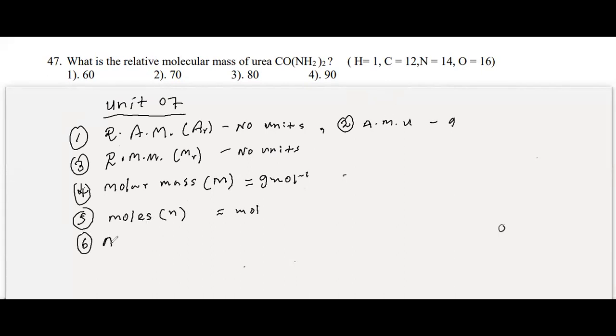Then number 6, Avogadro constant. The symbol we use is either L or sometimes Na. The unit is per mole. What is the unit of the Avogadro constant? Per mole. So these are the main subtopics, the areas where you get questions. This is the theory, and the other one is calculation.